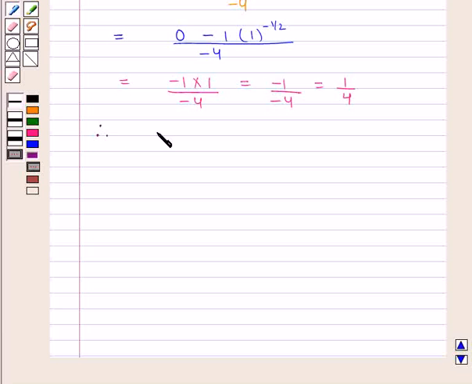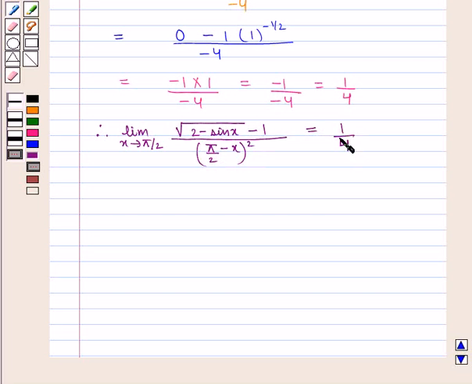Therefore the value of the expression limit x tends to pi by 2 of (square root of 2 minus sine of x, minus 1) whole upon (pi by 2 minus x) whole square is equal to 1 upon 4, which is the required answer.